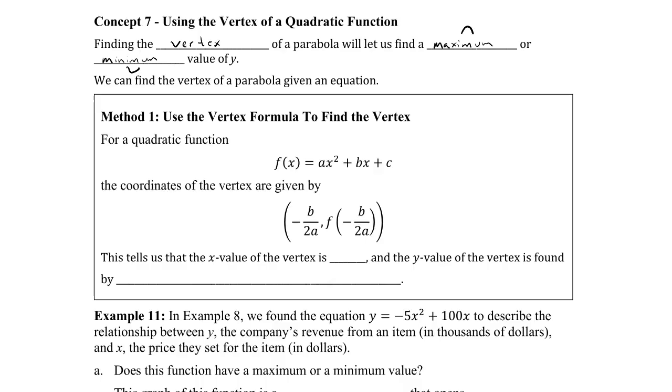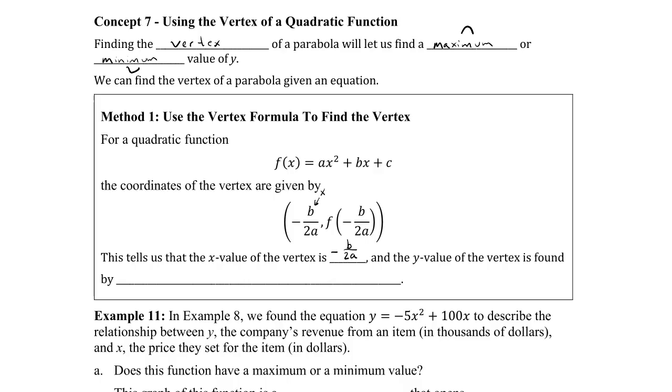for some process. There are two methods that we can use to find the vertex of a parabola, given that we have the equation that describes that parabola. The first method is called the vertex formula, and this is a formula to remember or to have on a note sheet. For a quadratic function, f of x is ax squared plus bx plus c, the coordinates of the vertex are given by: the x coordinate is the opposite of b over 2 times a. So that's the x coordinate.